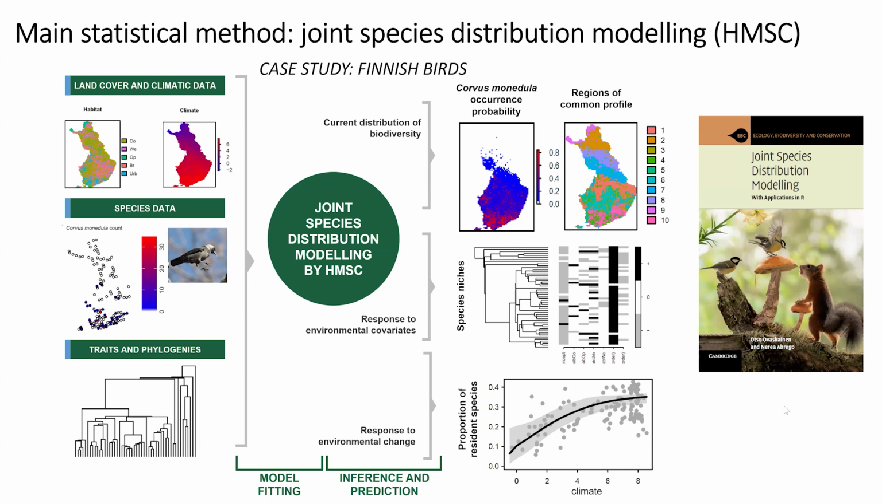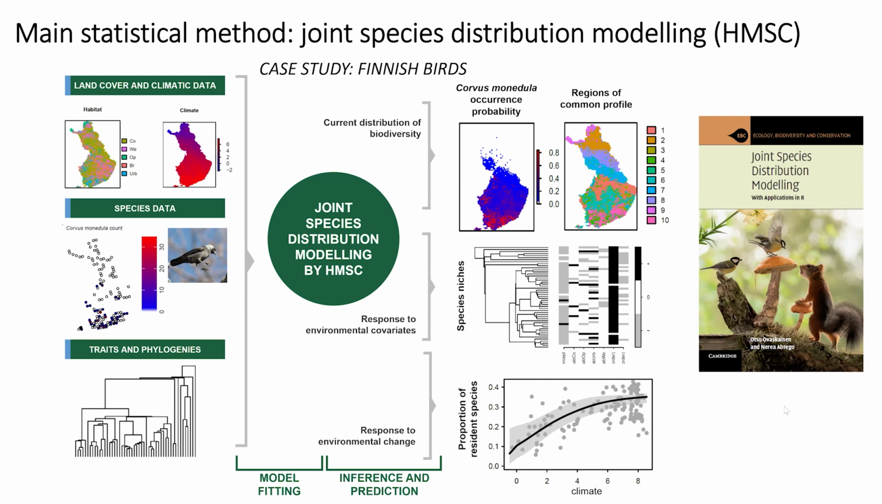So this method takes as input, of course, the species data, and not only for a single species, but for all the species simultaneously, because it's a joint species distribution model. And then the predictors, in this example, land cover and climatic data. And then also the traits and phylogenies or taxonomies of the species. They are an important part for borrowing information between the species.